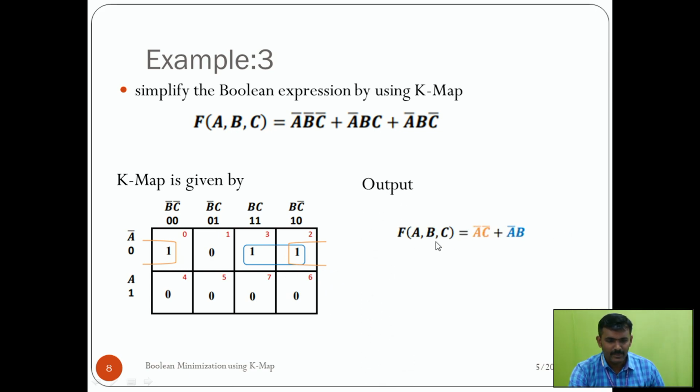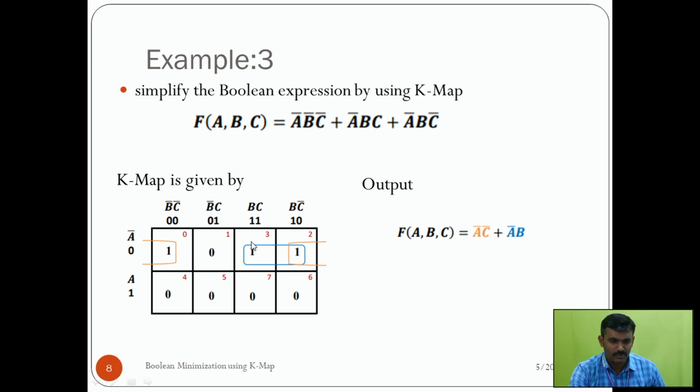So the answer for yellow color: first column and last column belong to the first row, therefore a bar. Then what about the first column and second column values? 0, 0, then 1, 0. Therefore, here only the second variable is common, which means c bar is common. What about b? b changes, therefore we are omitting that. The answer is, the row value is a bar and the column value is c bar: a bar c bar. Plus, what about this blue color?